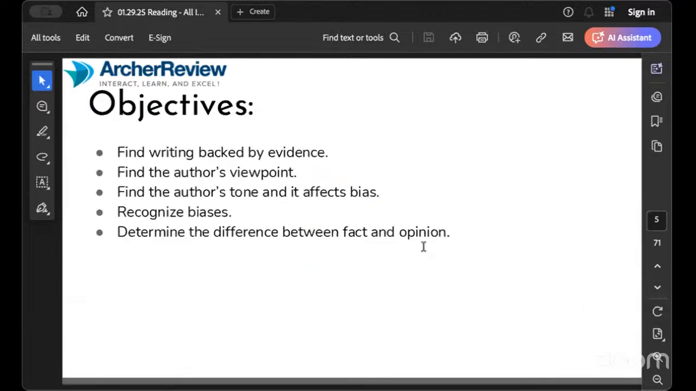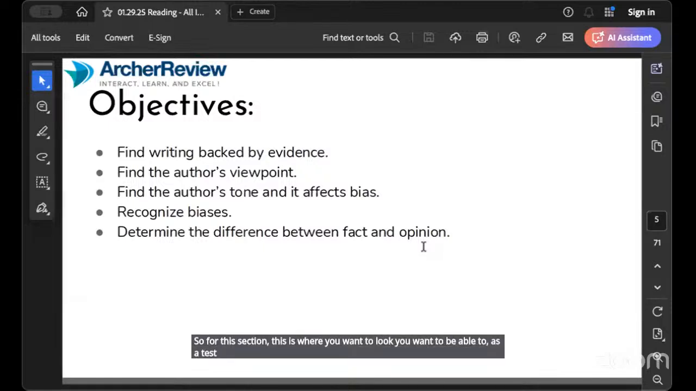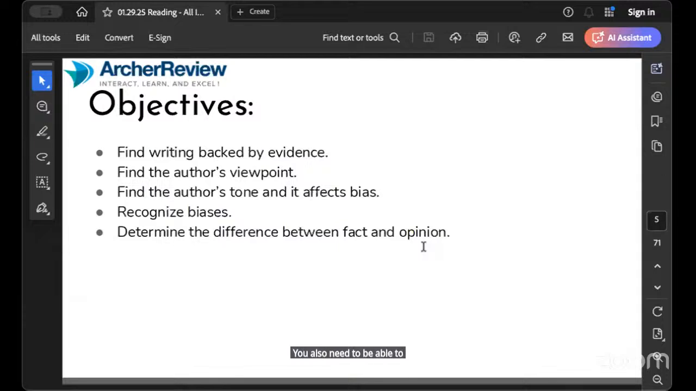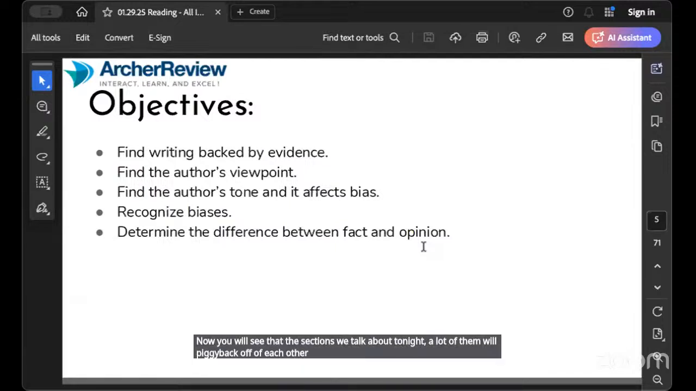So for this section, this is where you want to look. As a test taker, you want to be able to determine writing that is backed by evidence. You also need to be able to establish the author's viewpoint. Now, you will see that the sections we talk about tonight, a lot of them will piggyback off of each other. There will be a lot of common terminology. So that's also very helpful for students, I find.